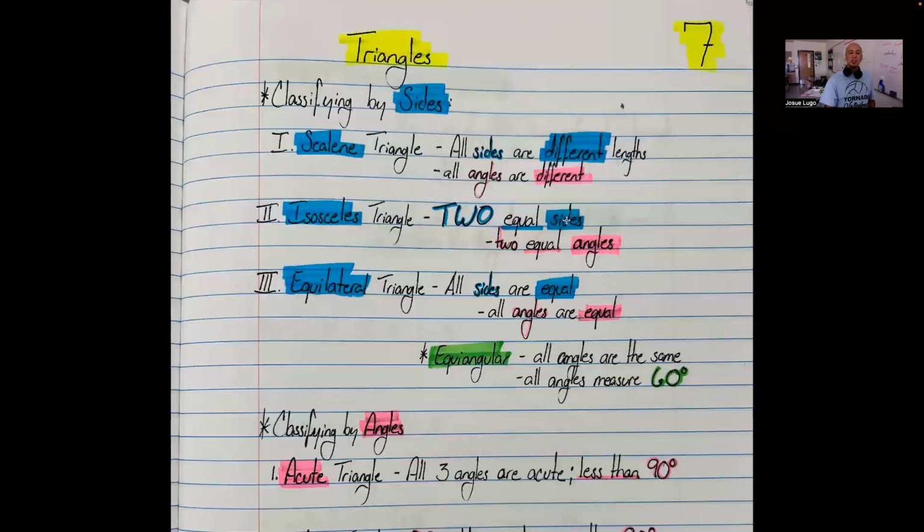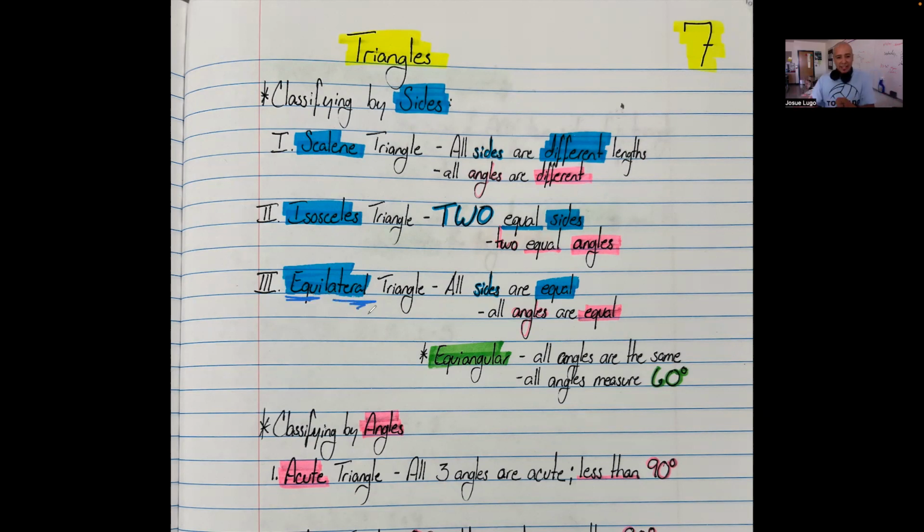as well. And finally, we have an equilateral triangle. And you can see the prefix equi means equal, and lateral means side.